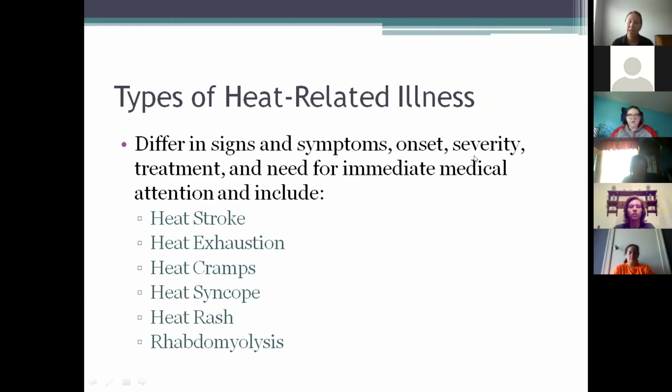So there are 6 main types of heat-related illness. They include heat stroke, heat exhaustion, heat cramps, heat syncope, heat rash, and rhabdomyolysis, okay? These heat-related illnesses, they differ in the signs and symptoms, okay? How the patient presents, how they feel, what they report, the onset, how quickly they occur, the severity, the treatment, and also they vary in the need for immediate medical attention. And we have to treat each of these situations differently and know how to recognize them.